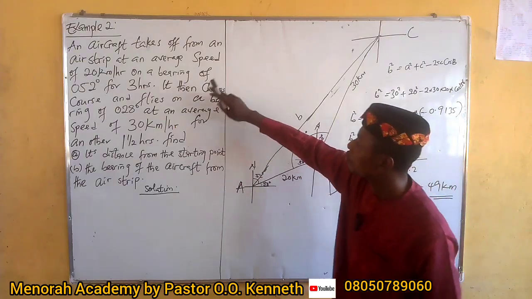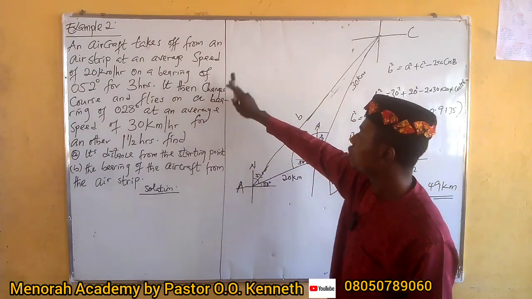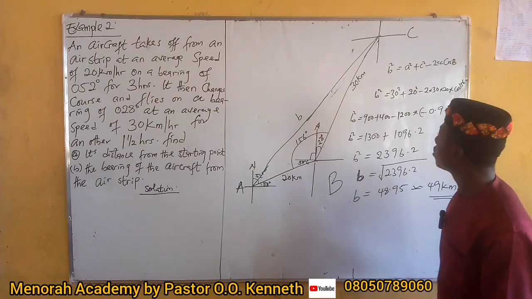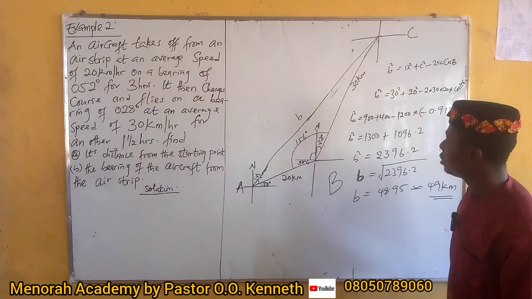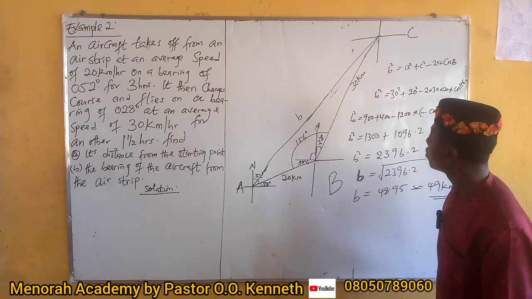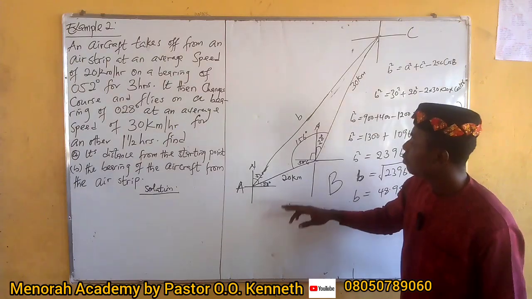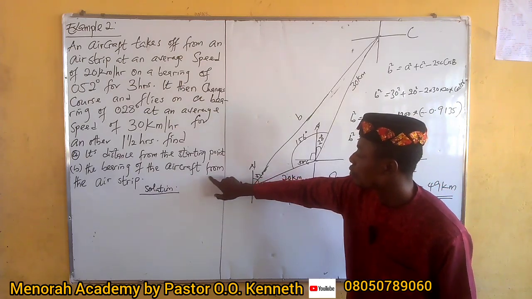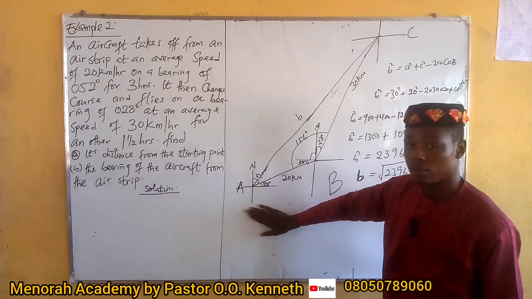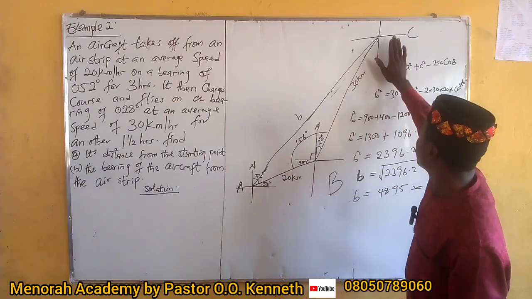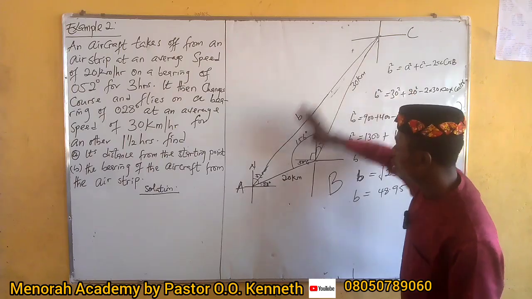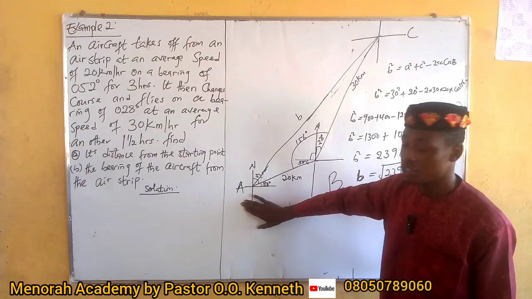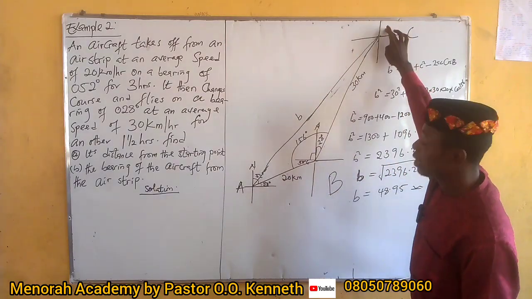They say the aircraft takes off from an airstrip at the average speed of this. So for us to find this particular bearing, there is something we needed to do. What is the bearing of the aircraft from the airstrip? This is the airstrip, the starting point, and this is where the aircraft is now. What is the bearing of this aircraft from this airstrip?